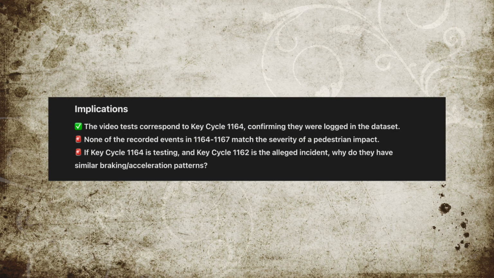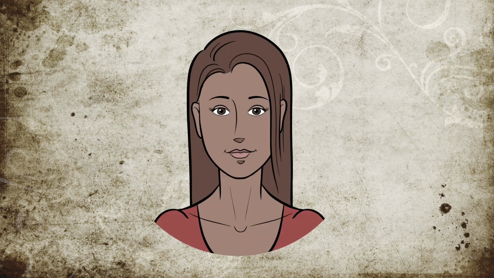It goes on to describe the implications. The video tests correspond to key cycle 1164, confirming they were logged in the dataset. None of the recorded events in 1164 to 1167 match the severity of a pedestrian impact. If key cycle 1164 is testing and key cycle 1162 is the alleged incident, why do they have similar braking/acceleration patterns? It seems pretty conclusive that that's the key cycle associated with that dataset.